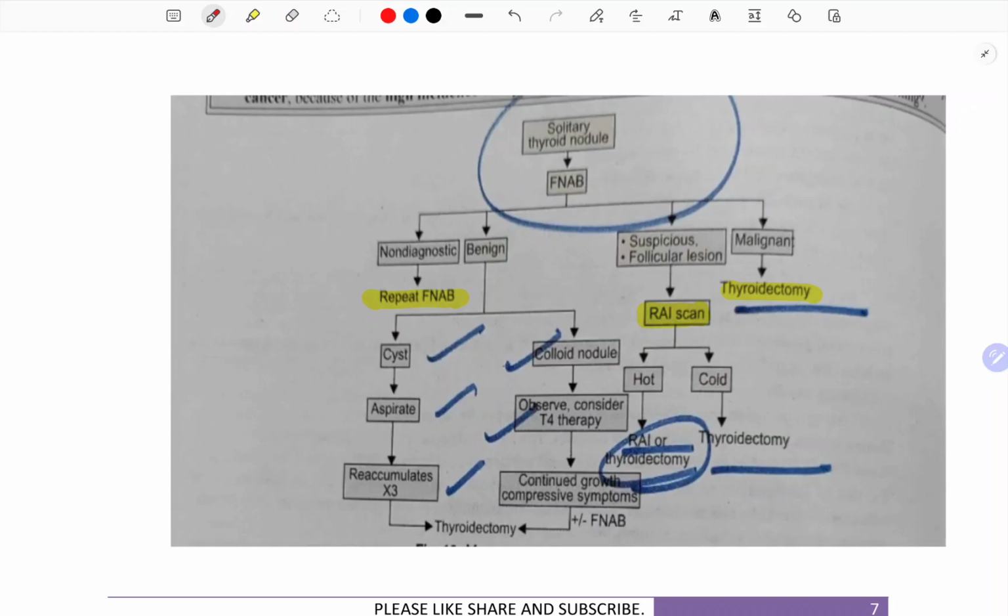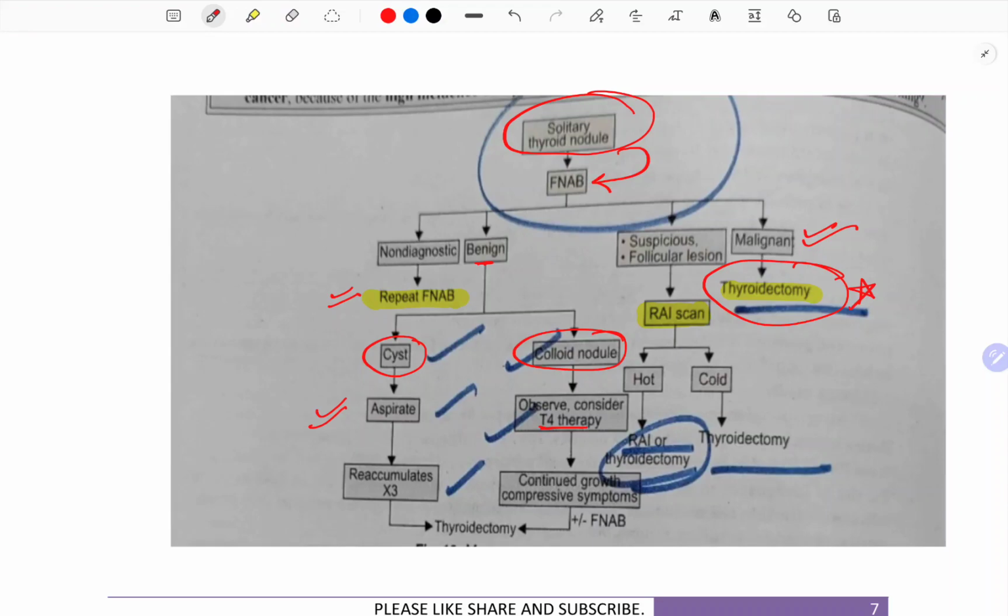Now another very important table that I want you to remember is that if there is a solitary thyroid nodule, we go for the FNAC, I told you just now. So in case FNAC is non-diagnostic, we will repeat, but if it is a benign condition and it is a cyst, we will aspirate, and if it is a colloid nodule, we will give T4 therapy and look for the symptoms. Now in case it is malignant, we'll directly do the thyroidectomy. So FNAC can easily differentiate between the benign and the malignant.